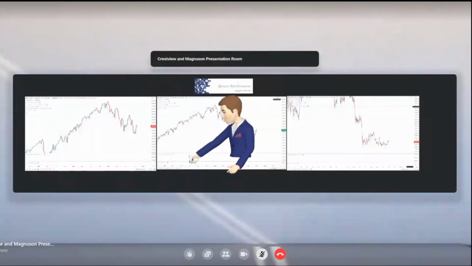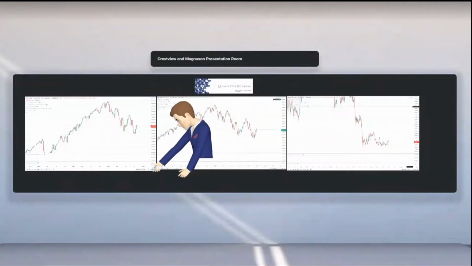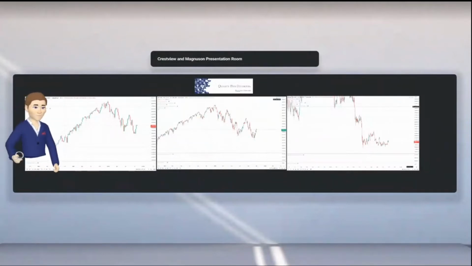And we're going to take a look at the weekly chart on the far left here. So let me just go over here. Still see me, right?